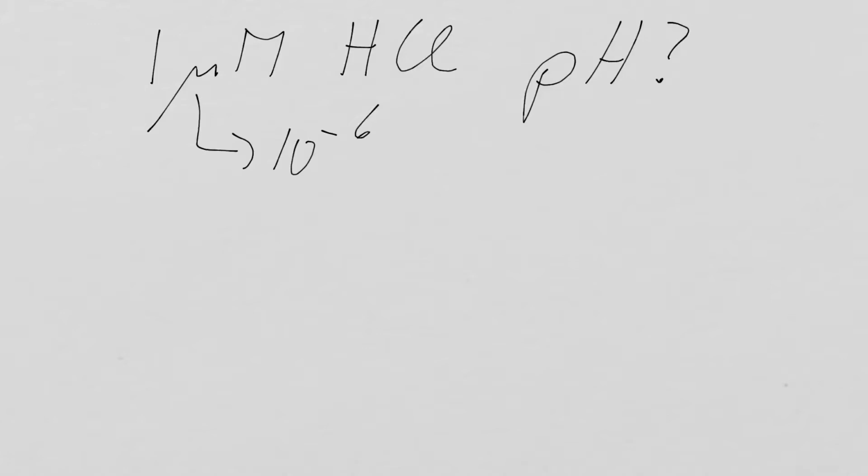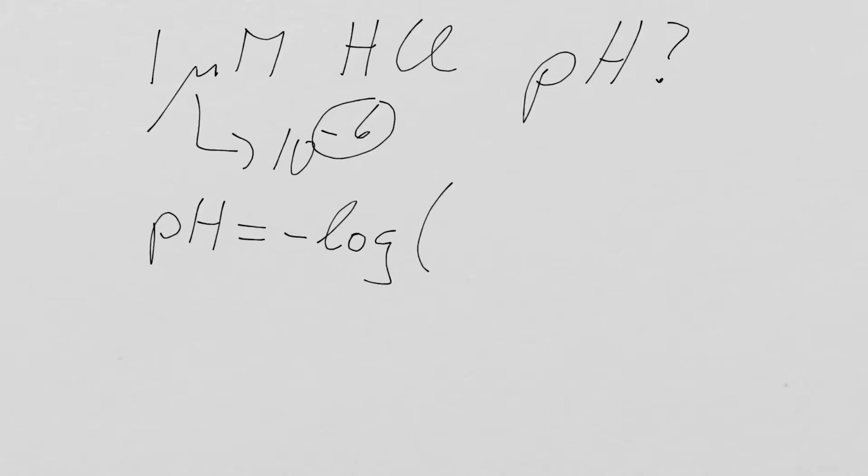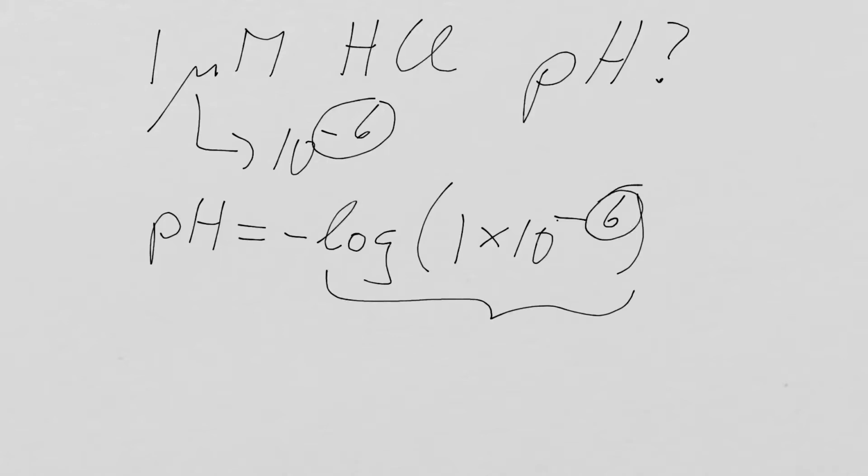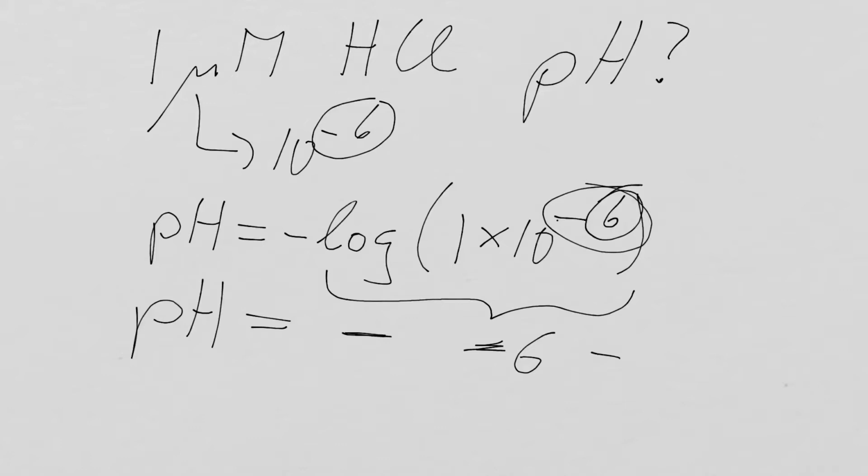Minus 6? Minus? I guess positive 6. So you can easily do that in your head. So pH equals minus log of 1 micromolar, which equals 1 times 10 to the minus 6. This is very convenient because you just look at the exponent up here. It gives you minus 6, negative, and minus times minus gives you plus, so pH is 6.